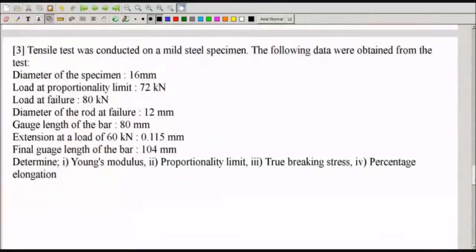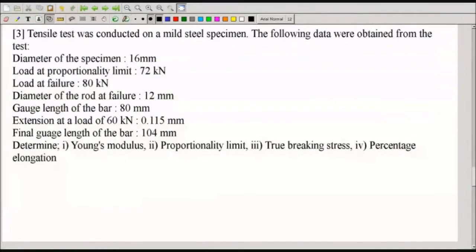A tension test was conducted on a mild steel specimen. The following data were obtained from the test. Diameter of the specimen 16 mm, load at proportionality limit 72 kilonewton, load at failure 80 kilonewton, diameter of the rod at failure 12 mm, gauge length of the bar 80 mm, extension at a load of 60 kilonewton is 0.115 mm. Final gauge length of the bar is 104 mm. Determine Young's modulus, proportionality limit, true breaking stress, and percentage elongation.